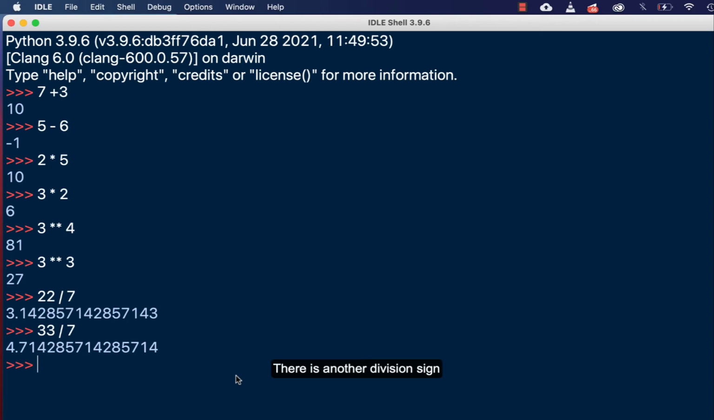Now there is another division sign we need to consider, which is the double /. This also divides the number, but it does not return the answer in decimal form. It returns the answer in integer form. So let's try 22 divided by 7. Note that this time around we are using the 2 /, and it's going to give us an integer here.